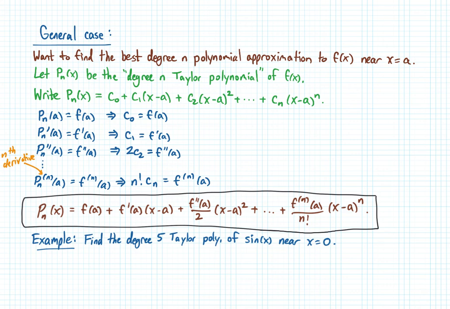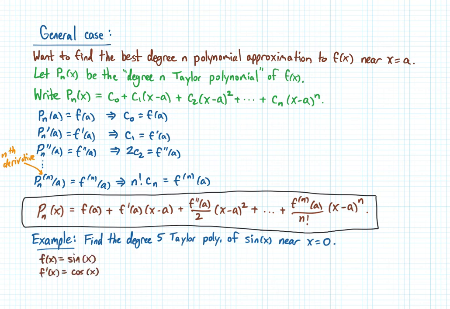So let's do an example of this. Let's say we want to find the degree 5 Taylor polynomial of sine of x near x equals 0. So really all this entails is that we have to calculate the derivatives of sine of x, and then plug in x equals 0 into those derivatives, and then plug those numbers into this formula. If it was a more complicated function, then it would be a lot of work, but for sine of x, it's actually easy to take the derivatives, and so it's not that much work.